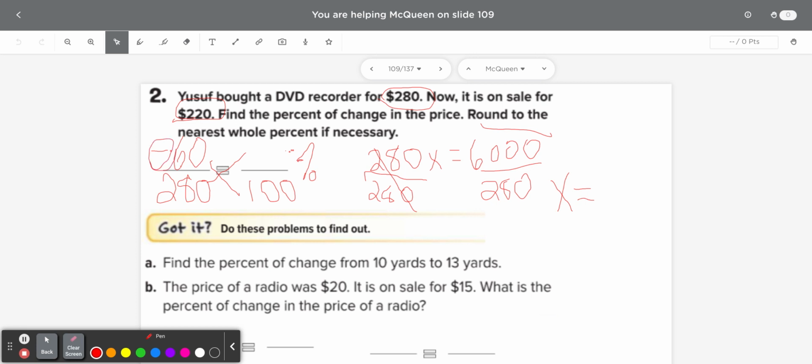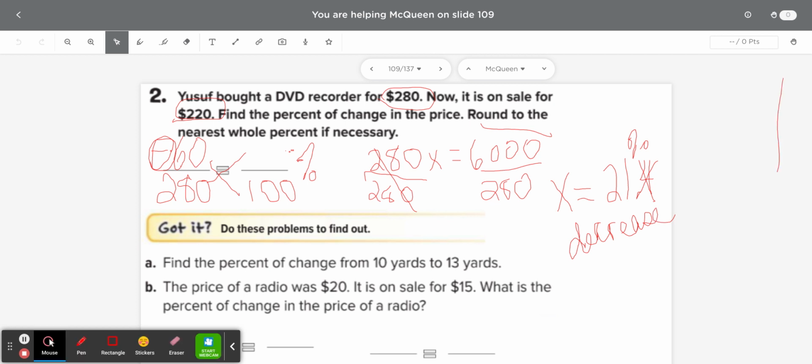We know that from over here. So it was a 21.4, 0.4, and they want to know whole percent. So this rounds to just 21%, and we need to tell decrease. 21% decrease. Okay? All right.